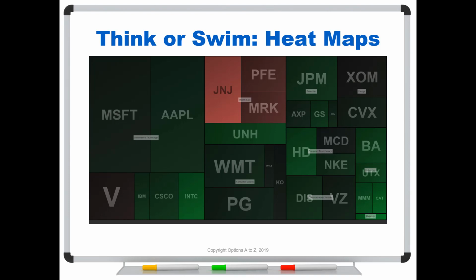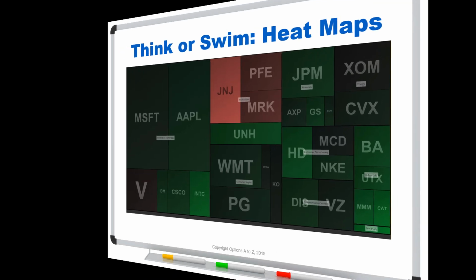Unfortunately, a lot of traders don't know where to find that technology, but one of the easiest to use is in the thinkorswim platform with a tool called a heat map. So let's go over into the thinkorswim platform and take a look at how heat maps can help you keep tabs on what's happening in the markets.